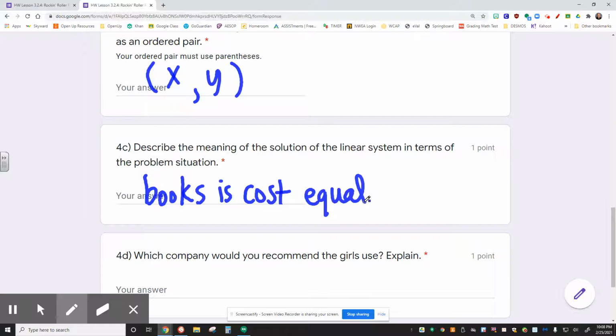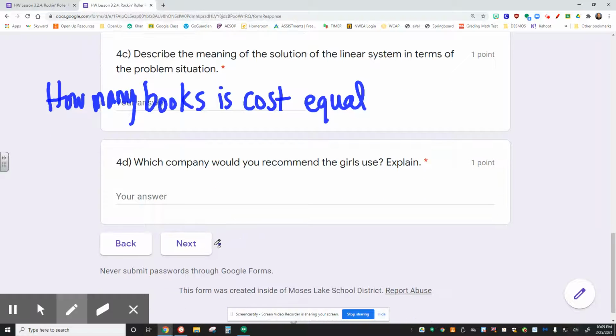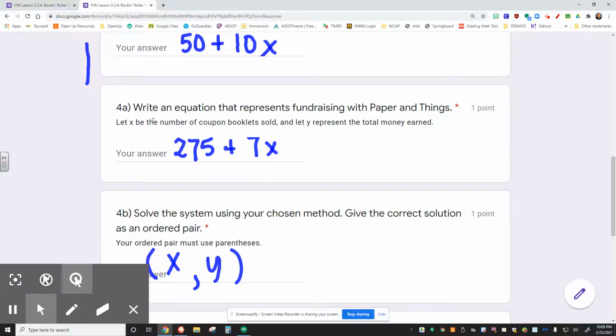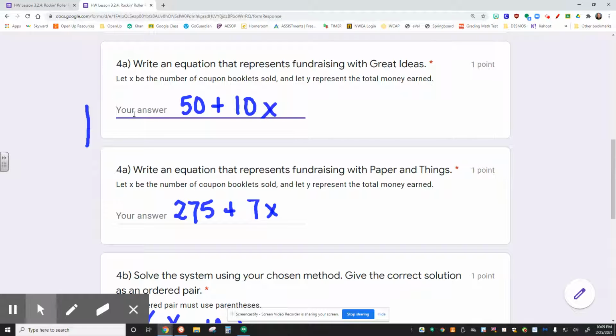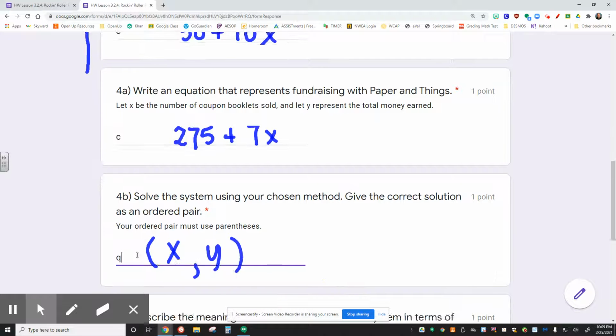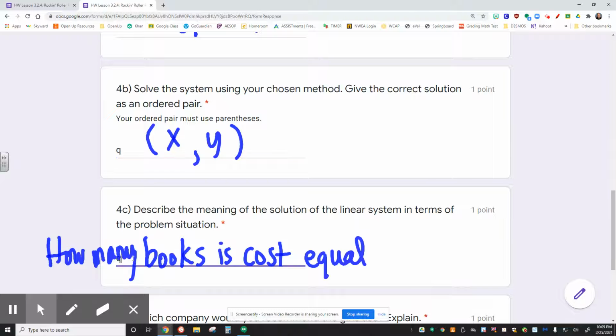How many books? That's kind of terrible writing. Sorry. How many books is the cost equal? So go through it and then make a recommendation which company the girls should use. Okay, let me fill in a couple blanks so that we can move on to the next one. I should be using Q because Q is a beautiful letter.